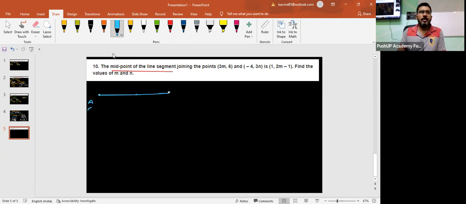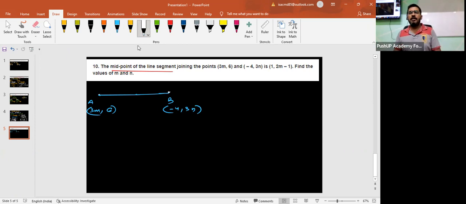So imagine there is a point A whose coordinates are (3m, 6). There is a point B whose coordinates are (-4, 3n). Now, children, the midpoint of the line segment formed by points A and B is what? (1, 2m - 1). So let me take the midpoint as point C, and what are the coordinates? (1, 2m - 1). Very good, Freddy.